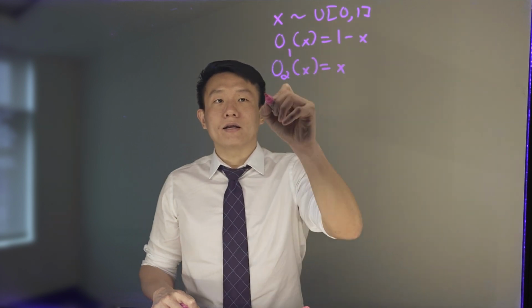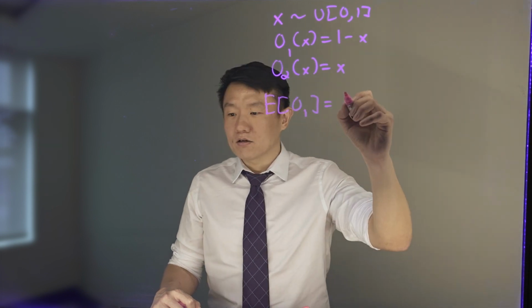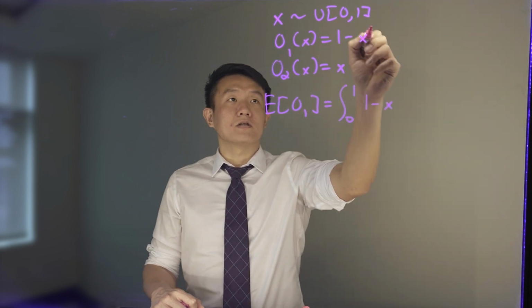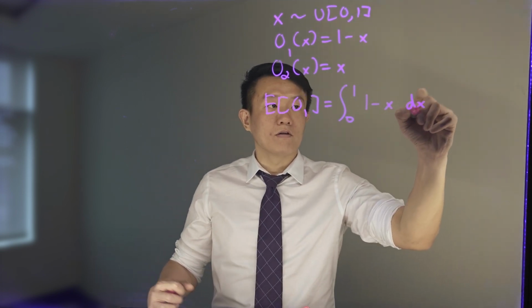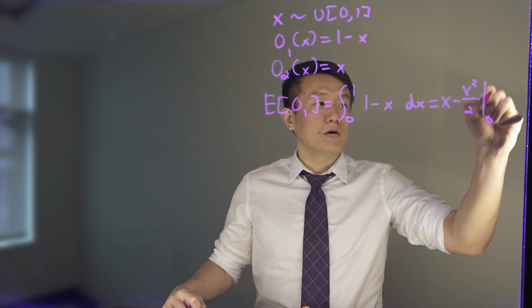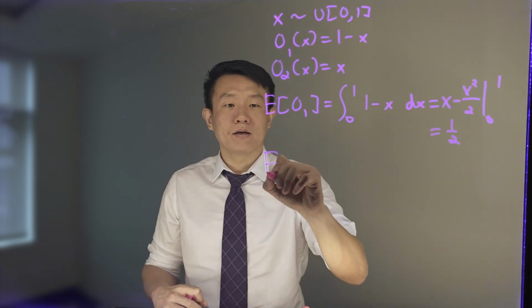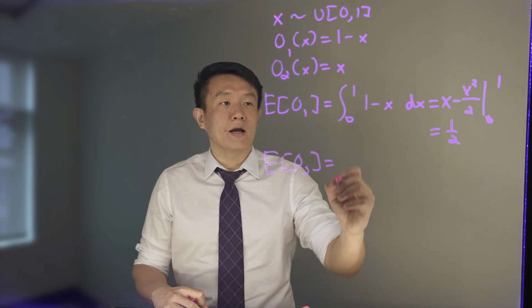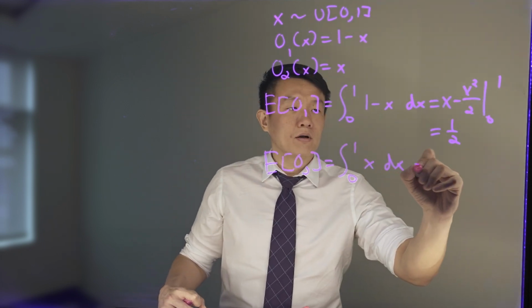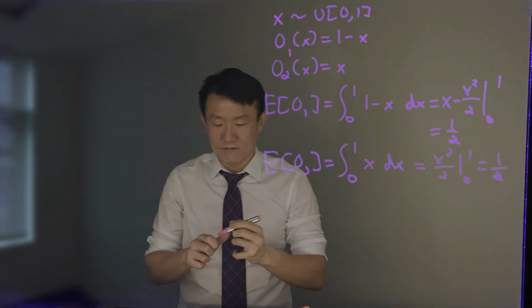If we want to calculate the expected payoff to buying a fossil fuel car, we're going to integrate this. The density function for a uniform distribution is just 1. So the integral of 1 minus x dx, that's going to be x minus x squared over 2 from 0 to 1, or just 1/2. Likewise, the expected value of owning a biofuel car, we're going to integrate x from 0 to 1. That's going to be x squared over 2 from 0 to 1. That's also going to be 1/2.